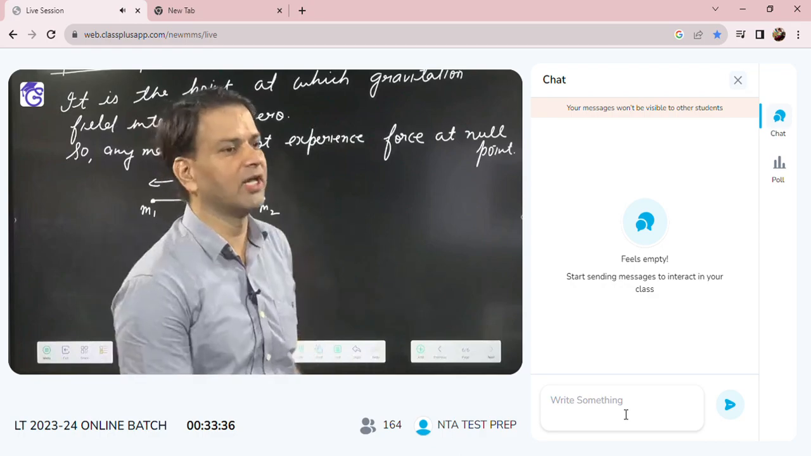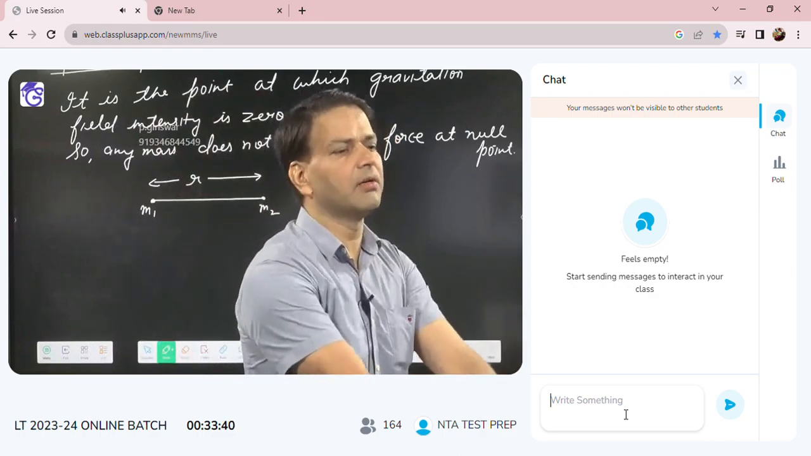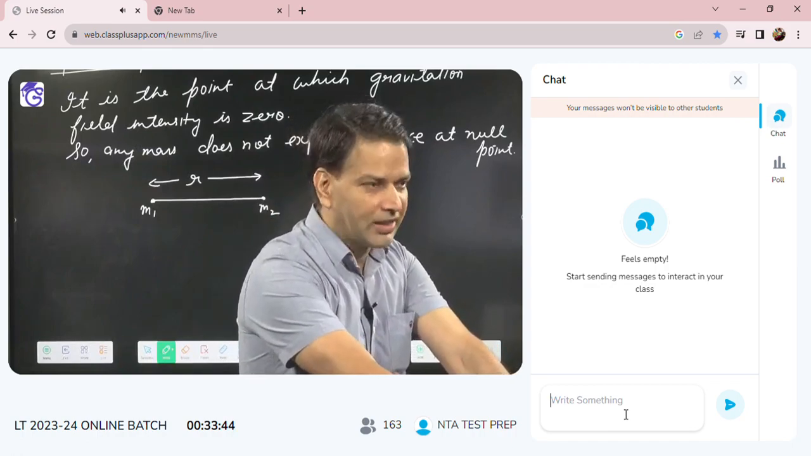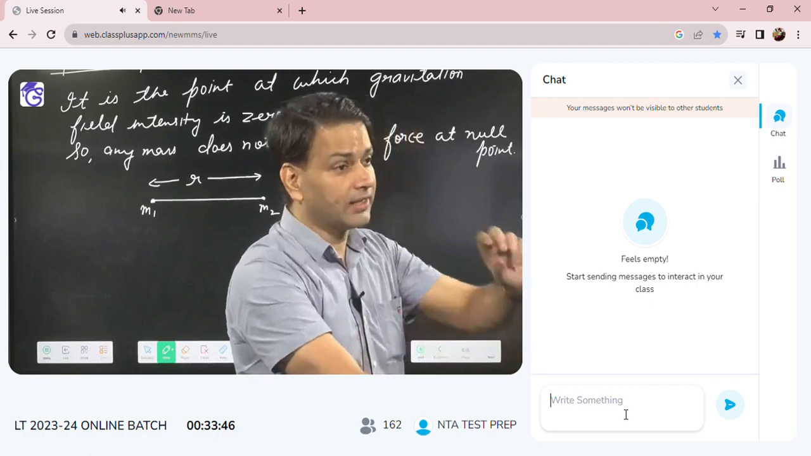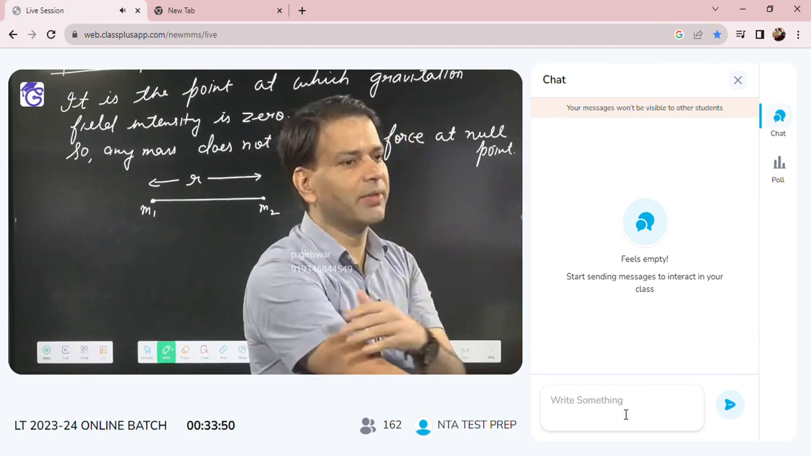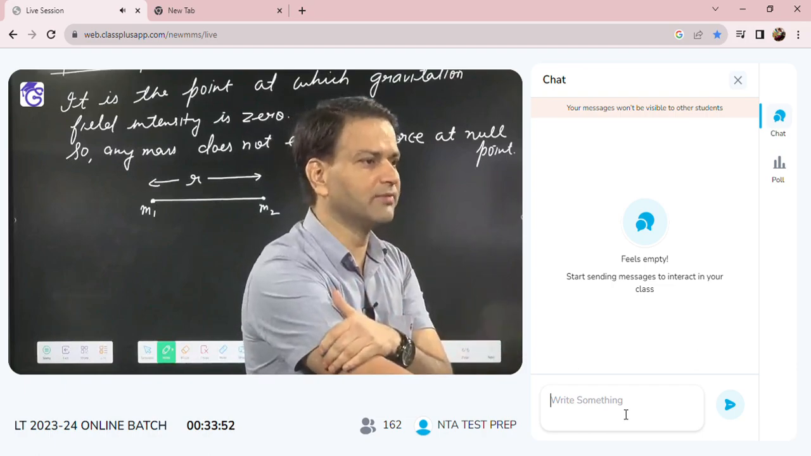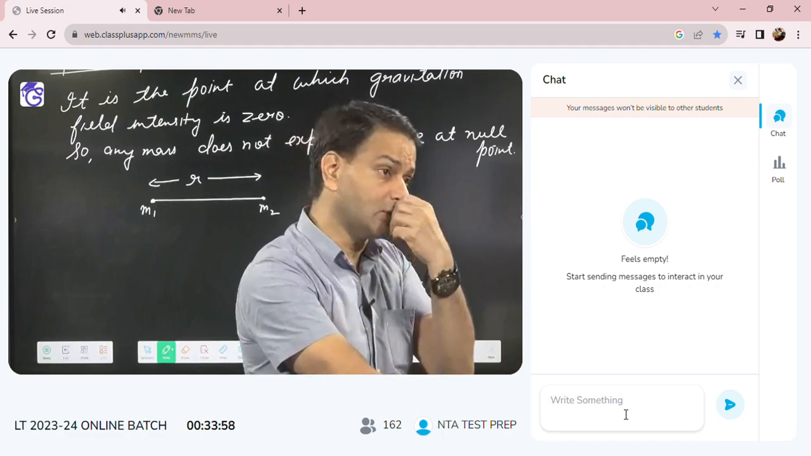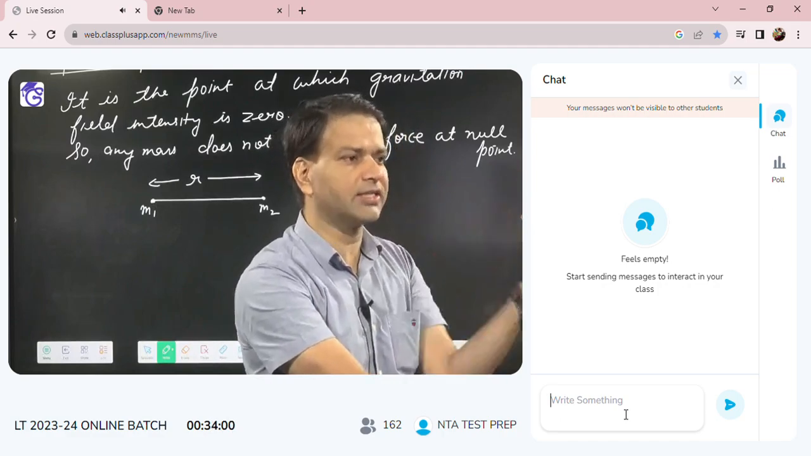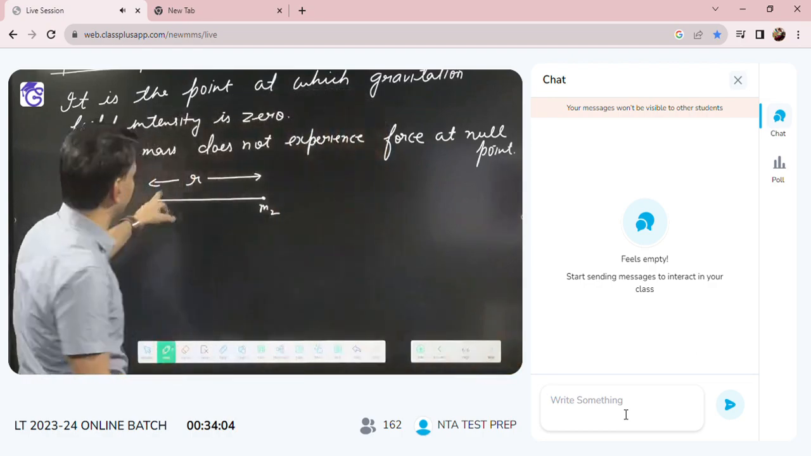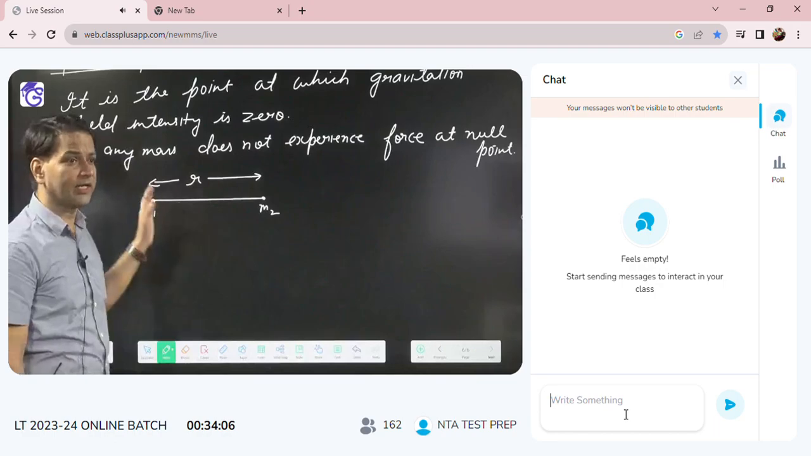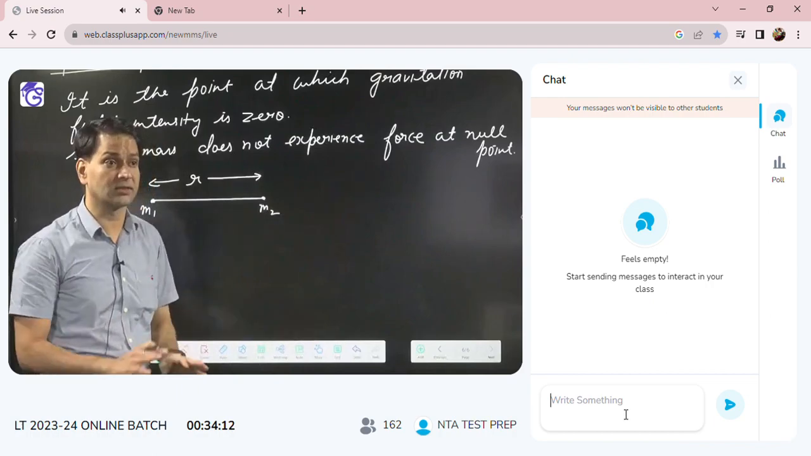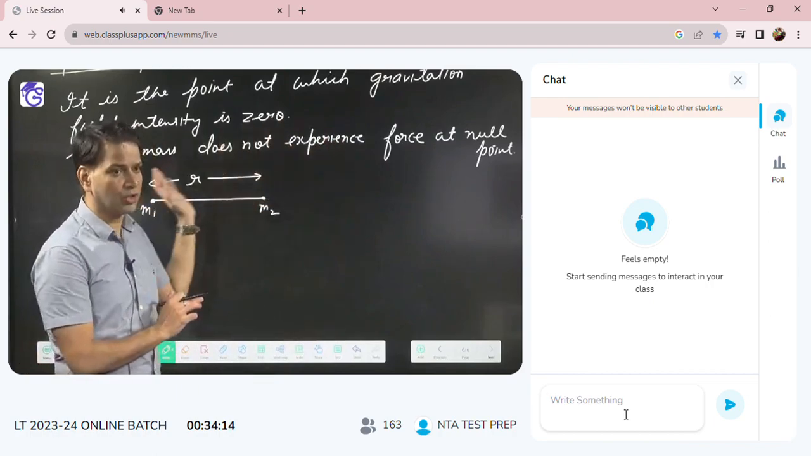We will get only one null point in this case. Like in electrostatics, both charges may be positive, both may be negative, or one may be positive and one negative. So in electrostatics we can get the null point outside the charges also. Suppose I put one charge here and one charge here, positive and negative, then I can get the null point here also, and here also, according to the magnitude and sign of the charge.